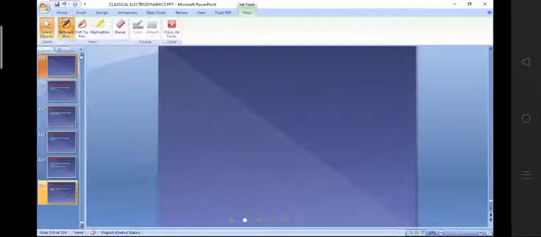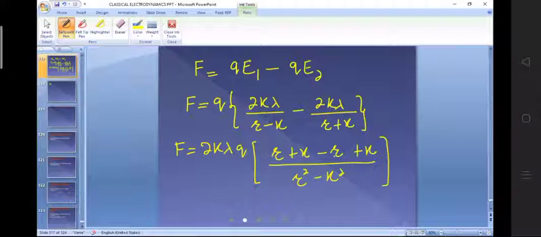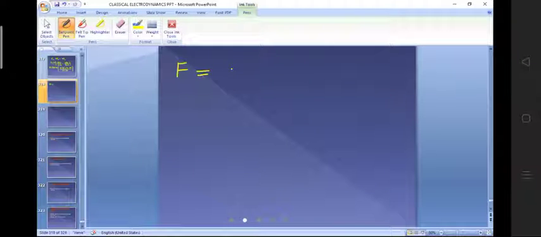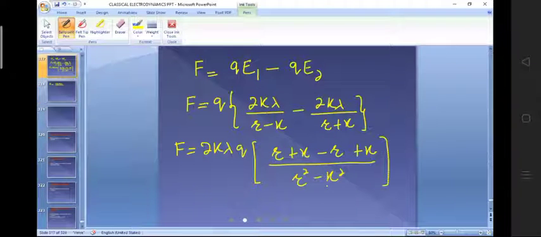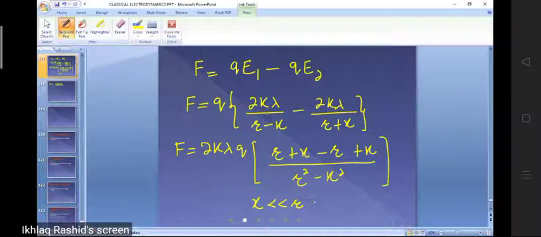What we have to calculate is the net force. In the numerator, x plus x is 2x, and r and r cancel, so 2 into 2 is 4. So this equals 4 multiplied by K lambda Q multiplied by x. Then in the denominator, I'll impose the condition that x is very, very small compared to r. In that case, r square minus x square is approximately equal to r square. Why? What's the reason?